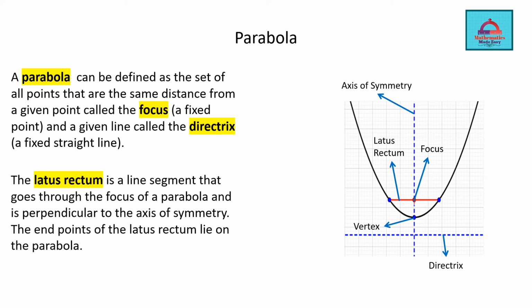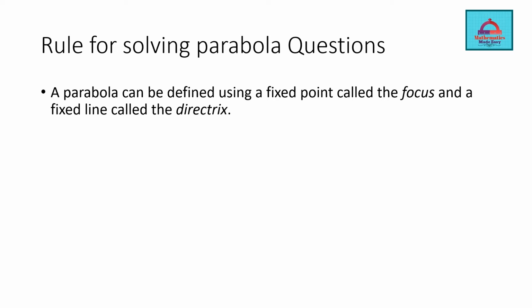And let me now define the latus rectum also. The latus rectum is a line segment that goes through the focus. As you can see, this red line is passing through this red point, which is the focus, and definitely it is perpendicular to the axis of symmetry. So this blue dotted line is the axis of symmetry, and your latus rectum is at 90 degrees to it, so perpendicular for sure. And the endpoints of the latus rectum are lying on the parabola.